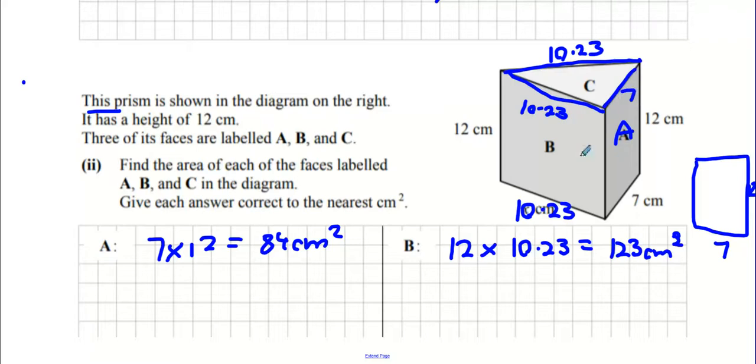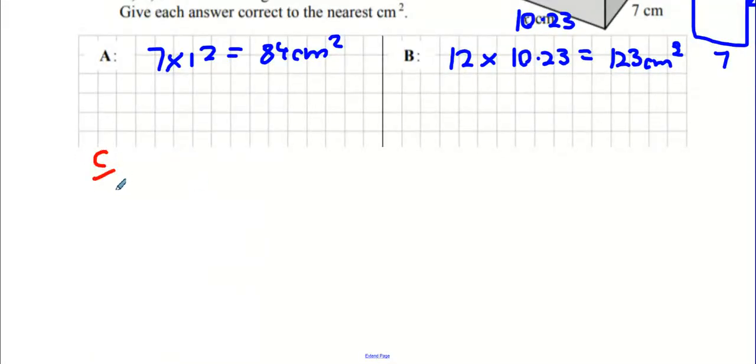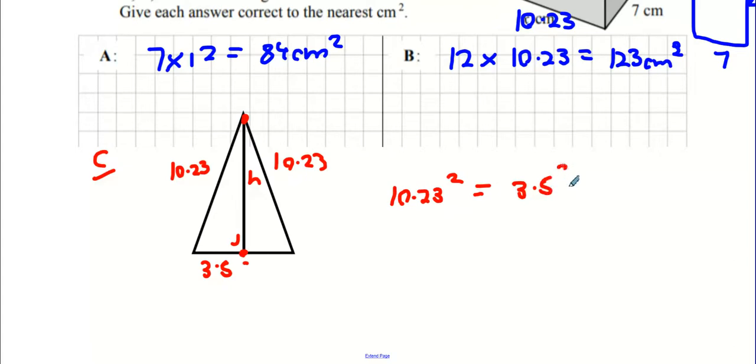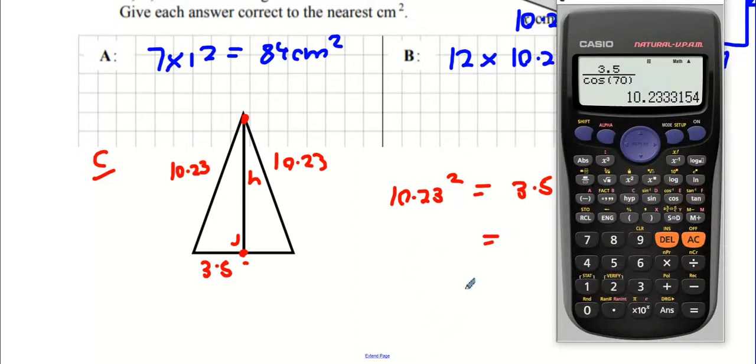And that's 7. So to get the area of C, it's an isosceles triangle, so we're going to cut it in half. So C is an isosceles triangle, like so. And because they're both 70 degrees, we know that that's 10.23. We know that's 10.23. We know the bottom is 7, but if we cut 7 in half, we get 3.5, which is great. Then we can use Pythagoras' theorem to find out the height value. So it's going to be 10.23 squared equals 3.5 squared plus height squared.